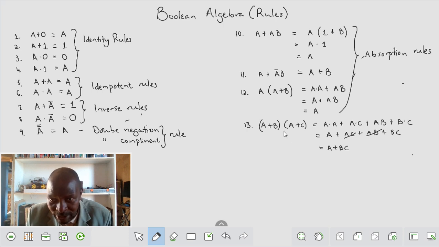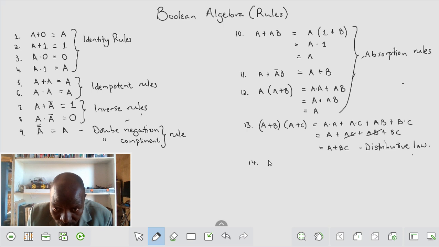Okay, what have we done here? This will be called the distributive law. So we go to rule 14. I was praying that I'll have enough space. I don't know, I have a few left.